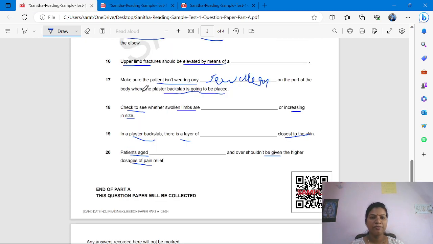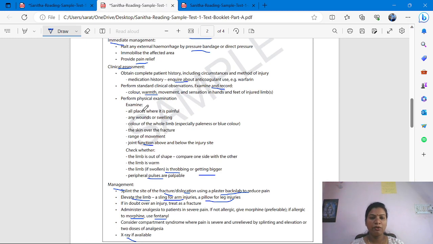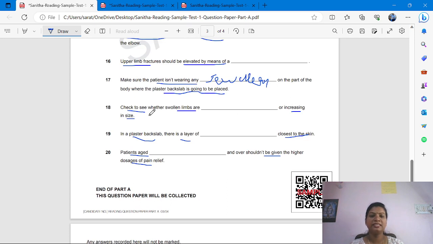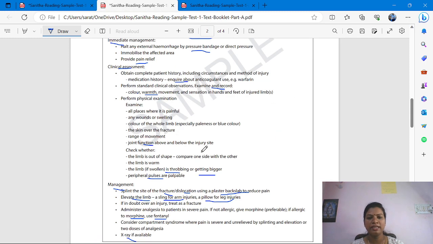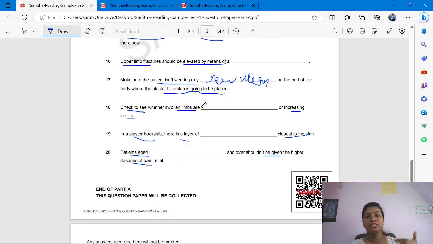What is the question they are asking? Check to see whether swollen limbs are dash or increasing in size. How have they given the answer here? Getting bigger. The question they are asking is increasing in size. Please, my guys, you have to know the paraphrases, synonyms of the words. In the question they have given increasing in size; in the question booklet, the text is saying getting bigger. The limbs, if swollen, is throbbing. Swollen limbs are throbbing or increasing in size. That you have to write: throbbing.